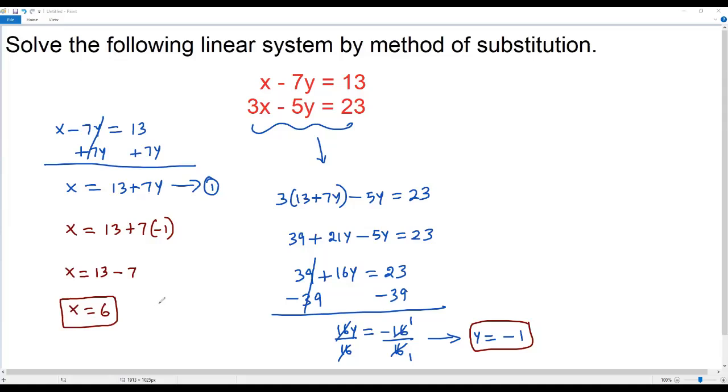I have solved for x and y. x equals 6 and y equals negative 1.